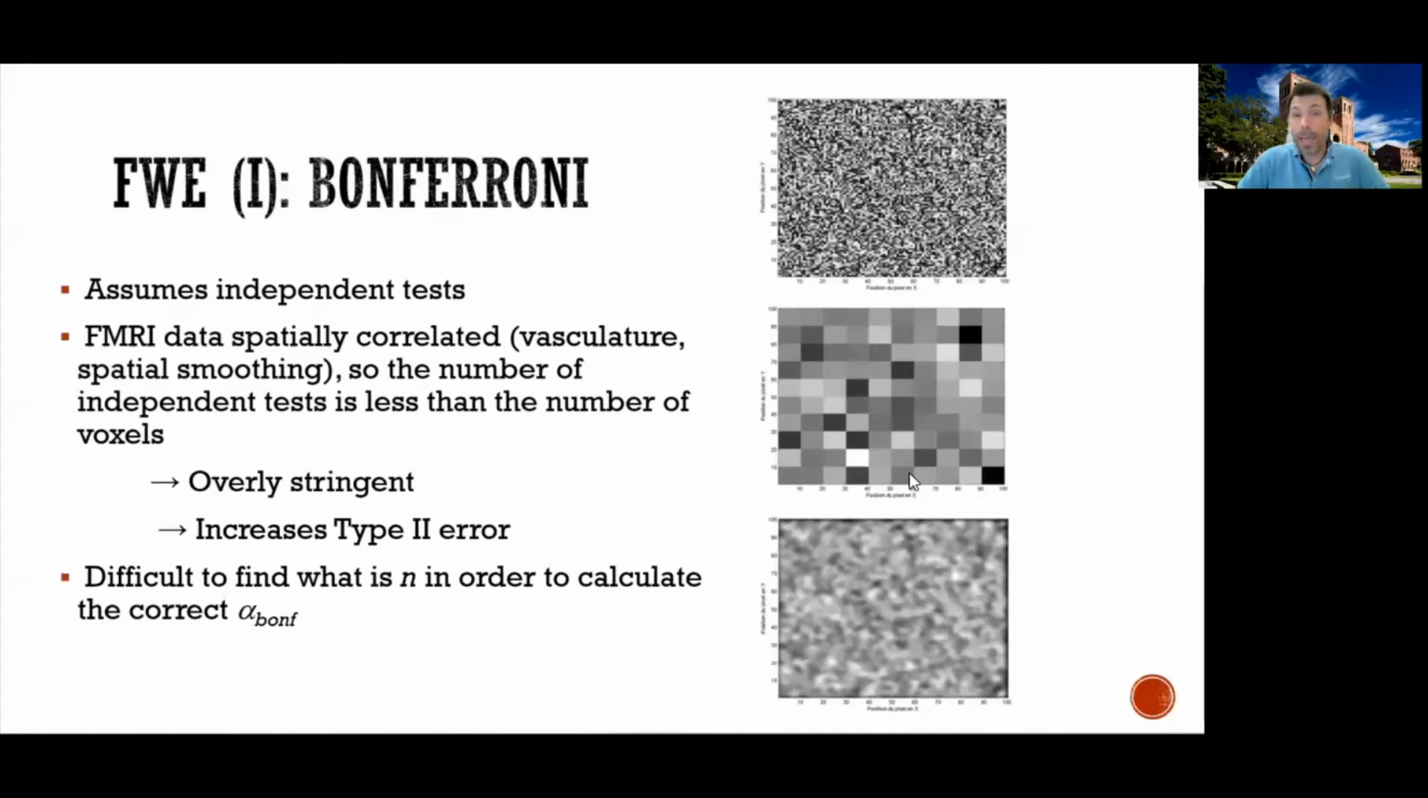And finally, of course, it's just hard to find what N could be in fMRI data because they are smooth, in order to even implement Bonferroni. So Bonferroni, I think very few people ever do Bonferroni today, but theoretically, it just doesn't stand.